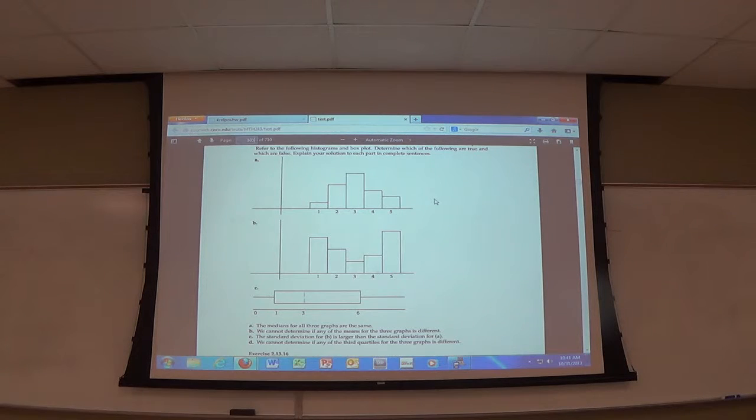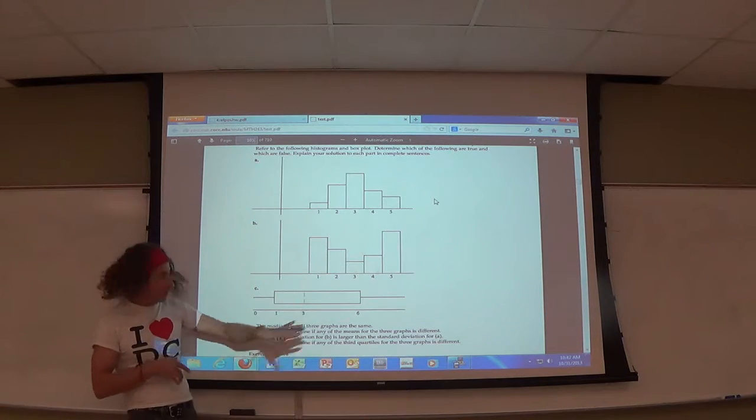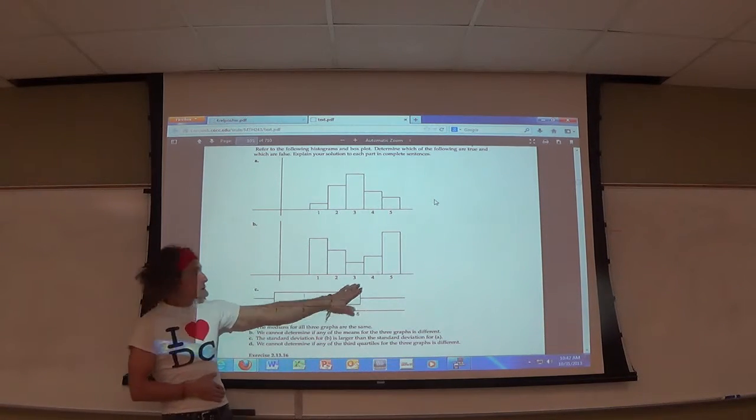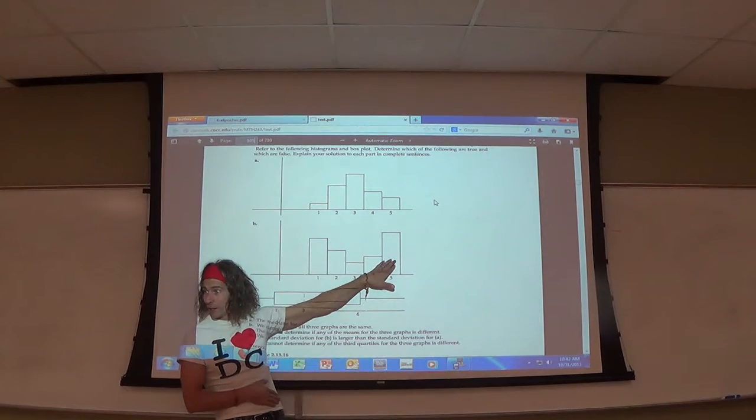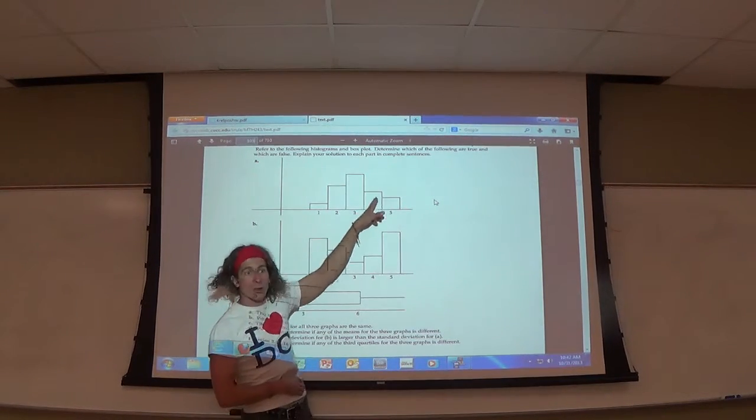But don't miss the forest for the trees. Look at the data in the 2 histograms. There's no value above 5. Which means whatever the third quartile is in those 2 histograms, it's less than 6. So I say we can determine that they're different. I think the quartiles for all 3 are different. I think this one is definitely 6. This one is probably somewhere in this 5 range, because there's so much data up here. And this one down here, I'm guessing, is somewhere around 4.